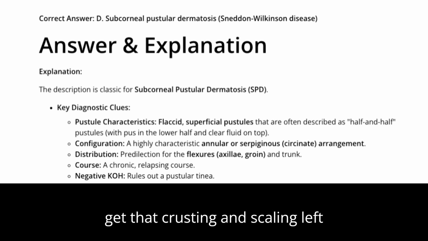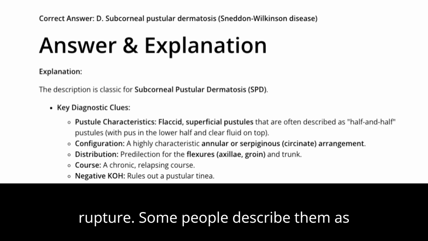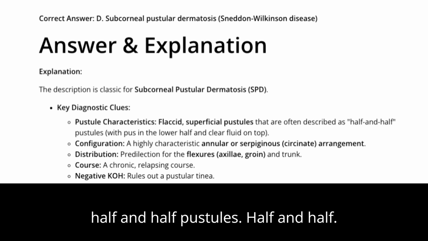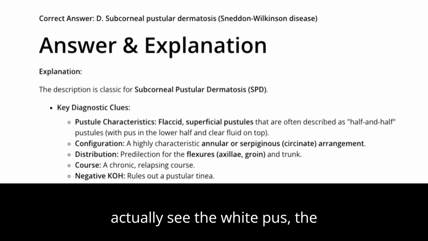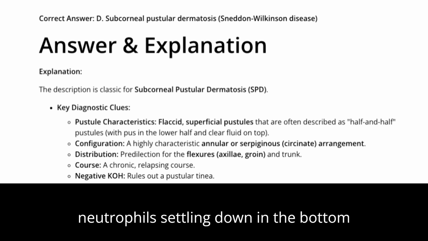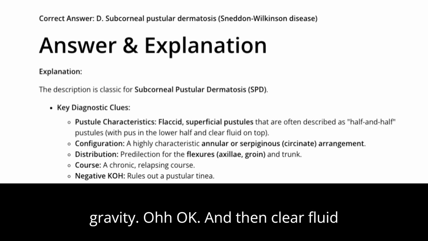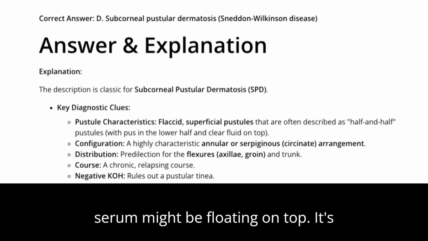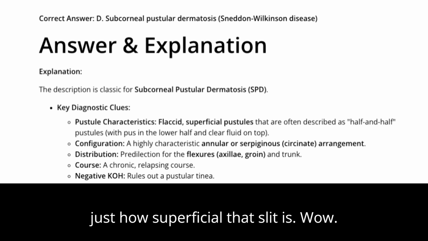Makes sense. And sometimes there's this interesting clinical sign before they rupture. Some people describe them as half-and-half pustules. Half and half. What does that look like? You might actually see the white pus, the neutrophils, settling down in the bottom half of that little blister space due to gravity. And then clear fluid, serum, might be floating on top. It's quite a distinct visual clue, pointing to just how superficial that split is.